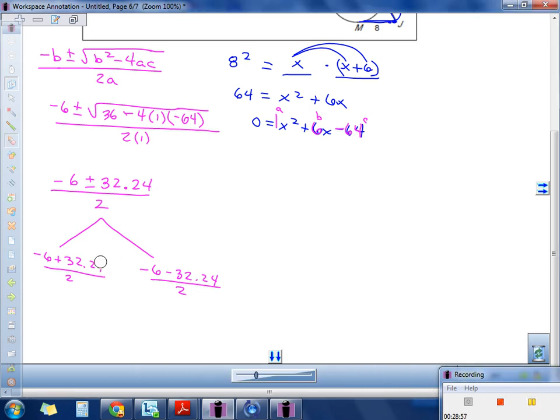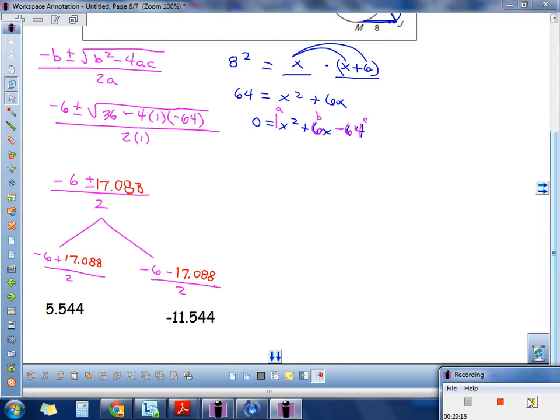Sorry, this was an incorrect value. It's not 32. It's 17.088. That's much better. So let's correct these. This is 17.088. And now, complete it from there. After making those final adjustments to that value from 32 over to 17, you can then compute these values to be 5.544 and negative 11.544. These are your 2 solutions to this last problem.